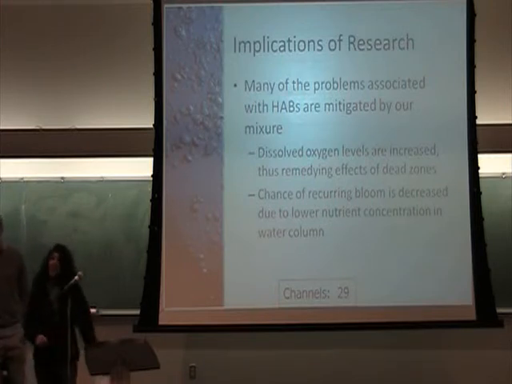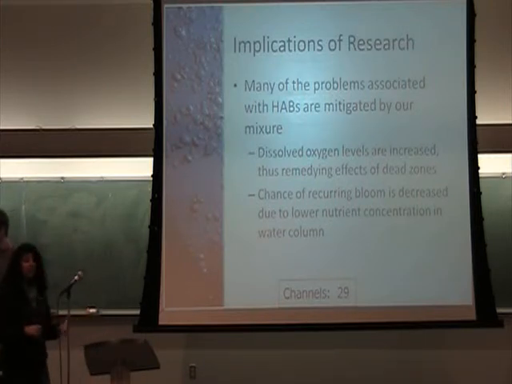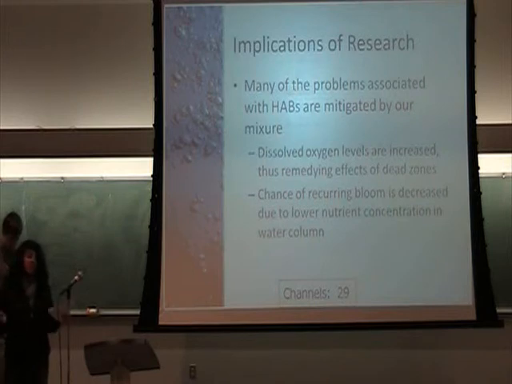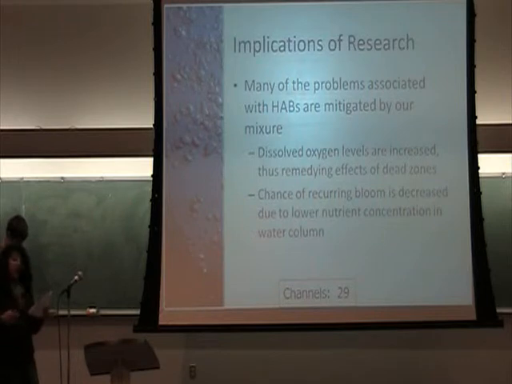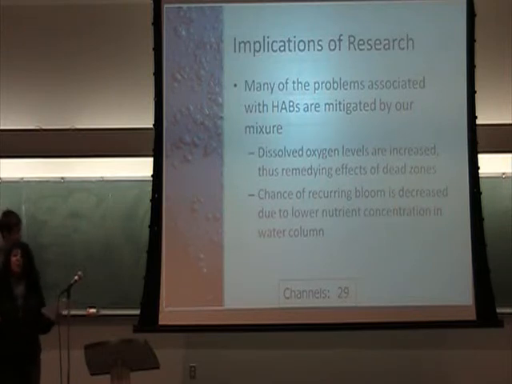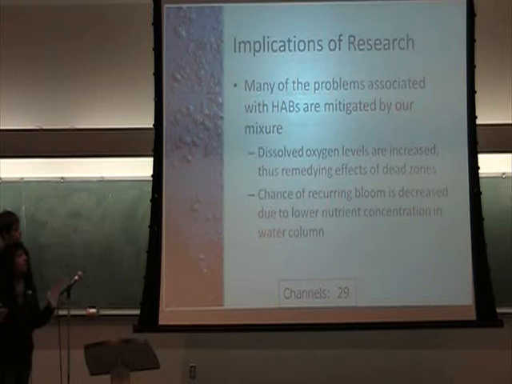Hi, my name is Neil, and I'm talking about the future implications of our research. So the overall purpose of our mixture was to improve the quality of the water so we could prevent any recurring blooms in Chesapeake Bay. So instead of leaving the area with a hypoxic bloom, we would be leaving the area with a higher oxygen content, fewer excess nutrients, and more vegetation. So with our mixture, we were able to accomplish two main goals. One being that the dissolved oxygen levels were increased, so that reduced the effects of dead zones. And the second was the chance of recurring blooms was decreased due to lower nutrient concentration in the water itself.